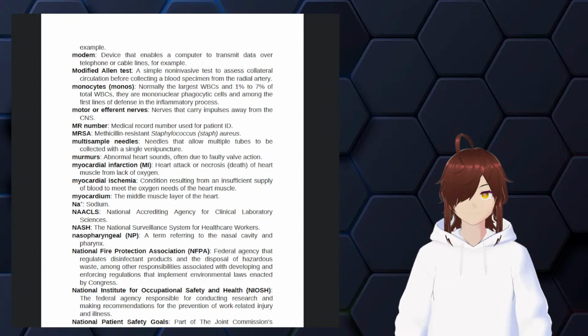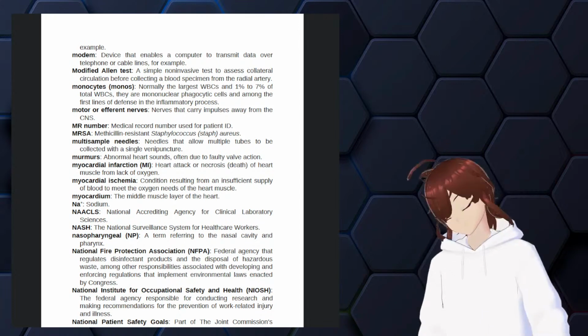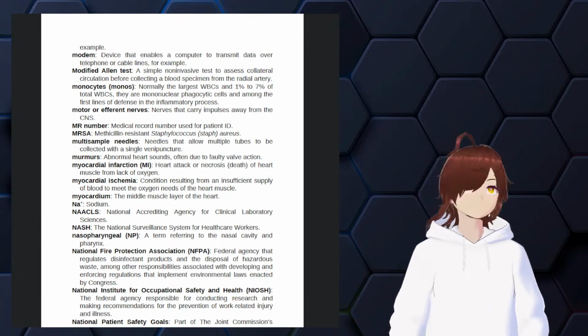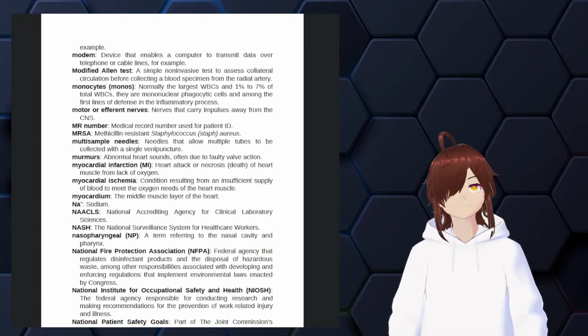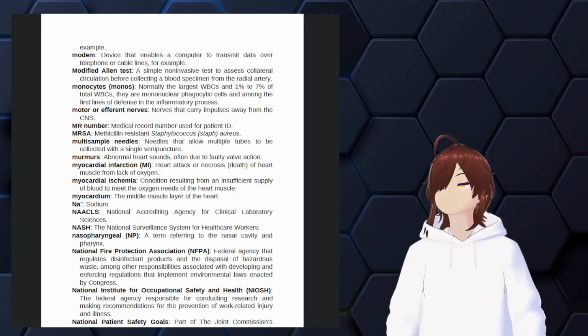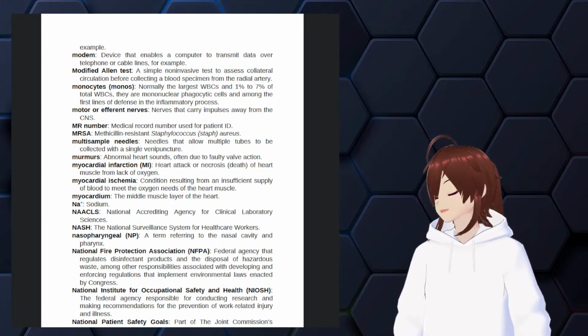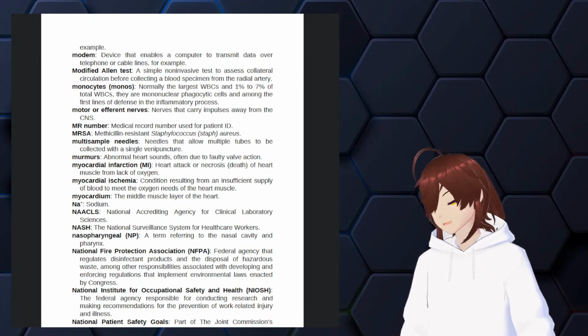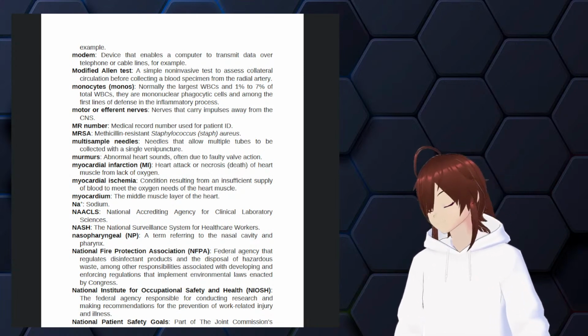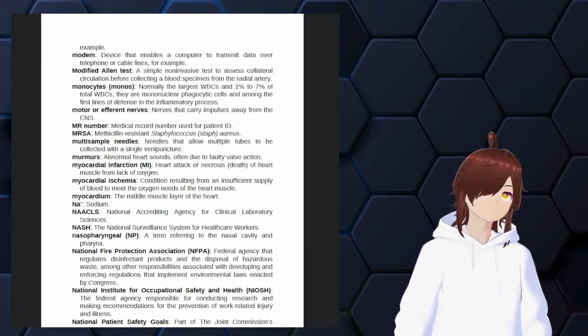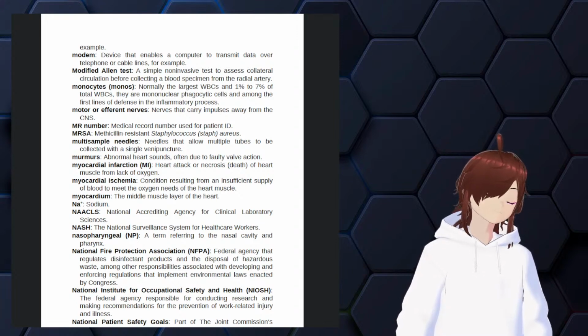NaSH, the National Surveillance System for Healthcare Workers. Nasopharyngeal, NP, a term referring to the nasal cavity and pharynx. National Fire Protection Association, NFPA, federal agency that regulates disinfectant products and the disposal of hazardous waste, among other responsibilities associated with developing and enforcing regulations that implement environmental laws enacted by Congress. National Institute for Occupational Safety and Health, NIOSH, the federal agency responsible for conducting research and making recommendations for the prevention of work-related injury and illness.